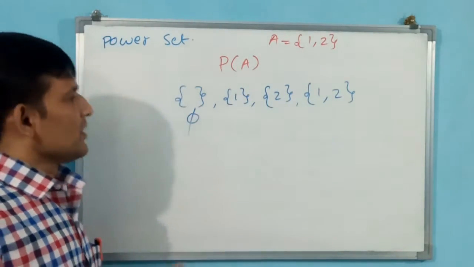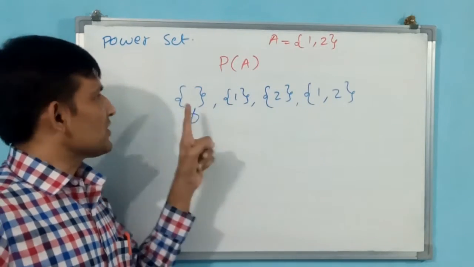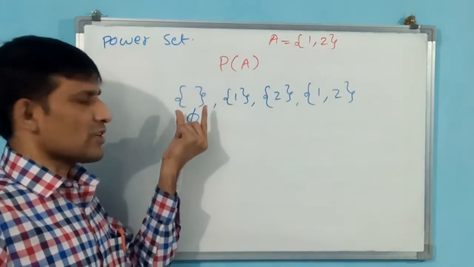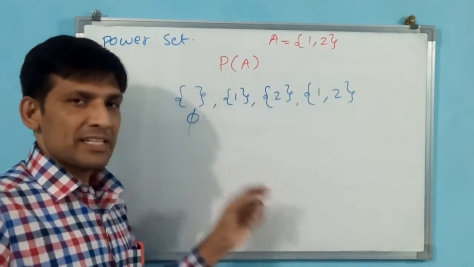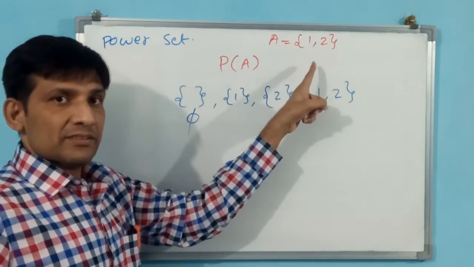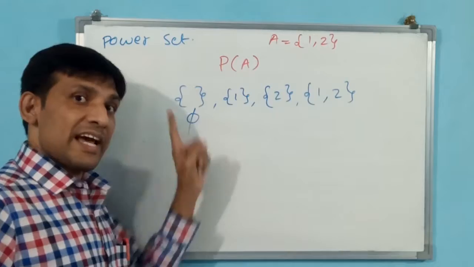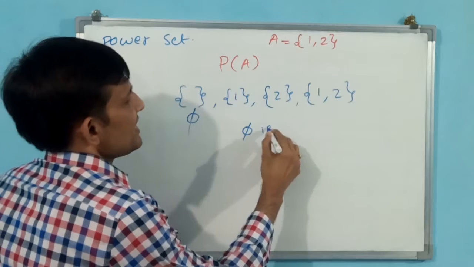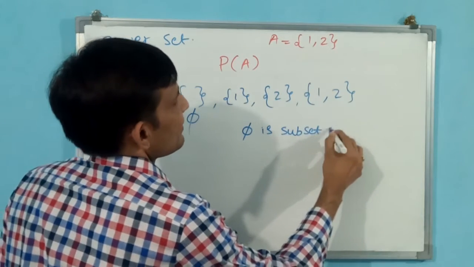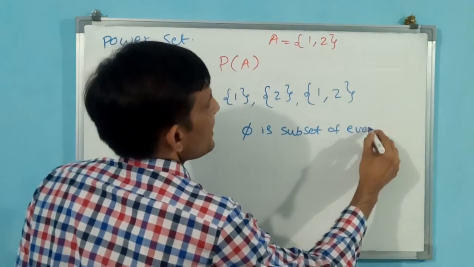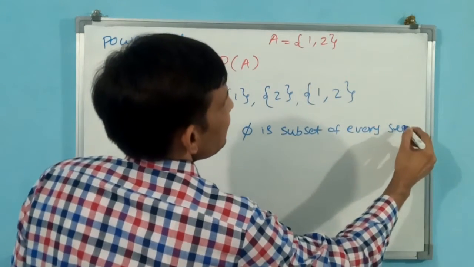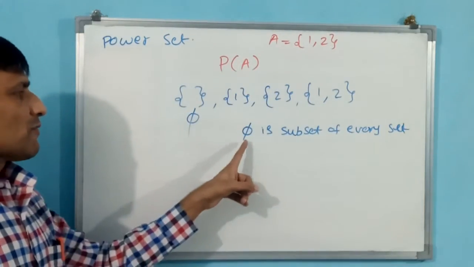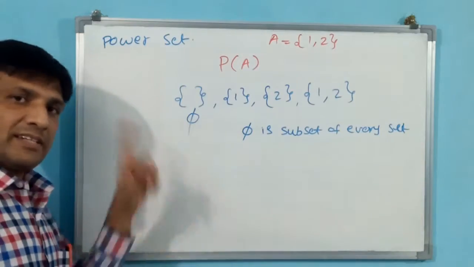Why? Because before starting any elements, you first start with only simple braces, then you fill the elements. First you have to start with the empty set, then you fill the elements. That is why every set has phi, the empty set, as a subset. Now we came to know that phi is a subset of every set.